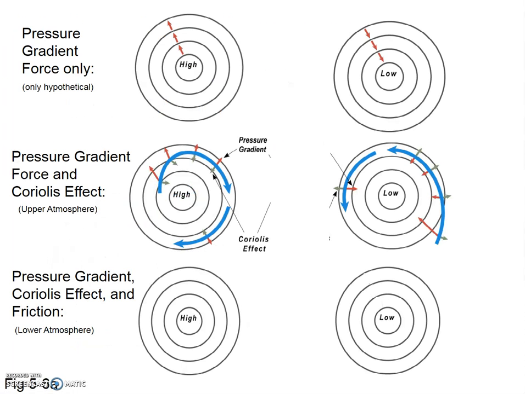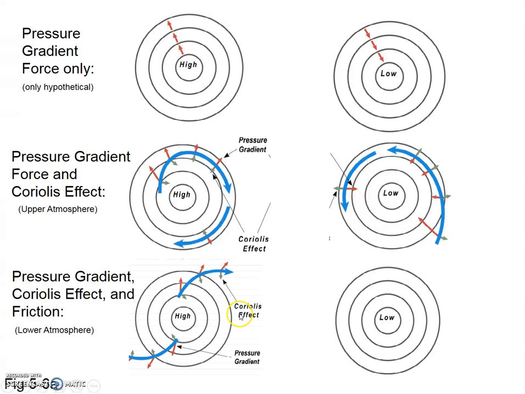Let's have you draw that by drawing a third pair of pressure diagrams. This time, you're going to have the pressure gradient, the Coriolis effect, and friction, and this models what's going on in the lower atmosphere. The pressure gradient moves the air out, Coriolis effect bends it to the right, but not quite all the way, and we end up with that clockwise divergent flow.